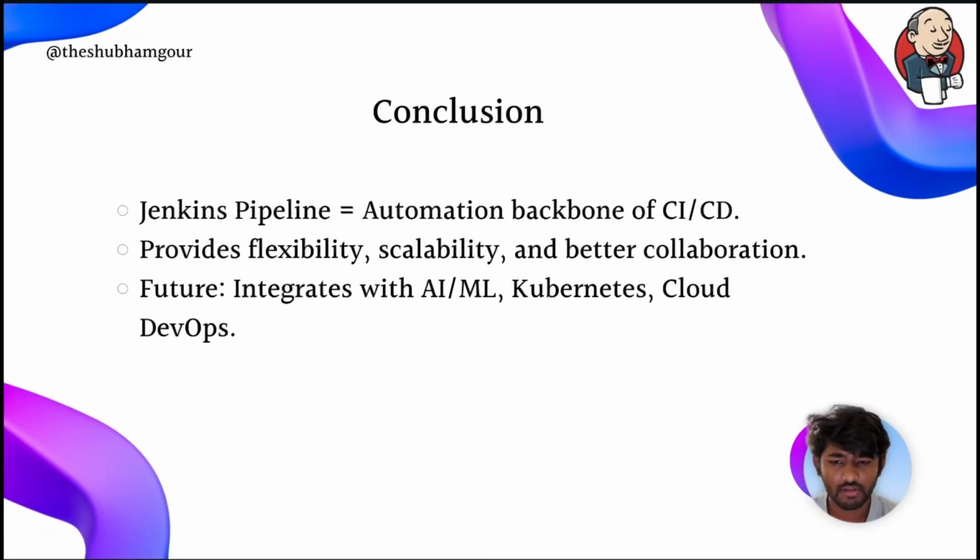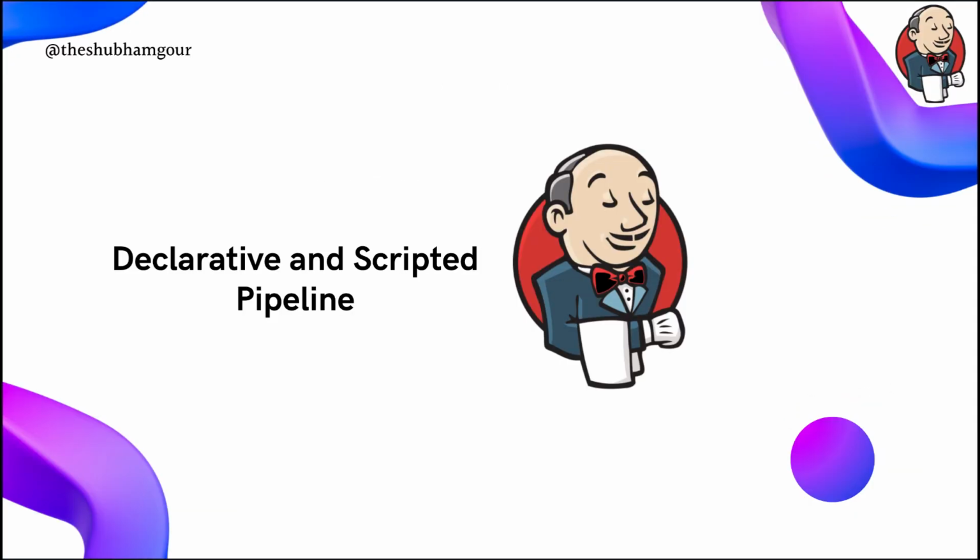Next, and the final one, conclusion. Jenkins pipeline equals automation, which is the backbone of CI/CD. It will provide you flexibility, scalability, and better collaboration. Now, what can be the future of Jenkins with pipeline? You can integrate with AI/ML, Kubernetes, which is already possible, and third is cloud and DevOps. So that was all about Jenkins. In this specific segment, we learned how things work under the hood, how a pipeline works.